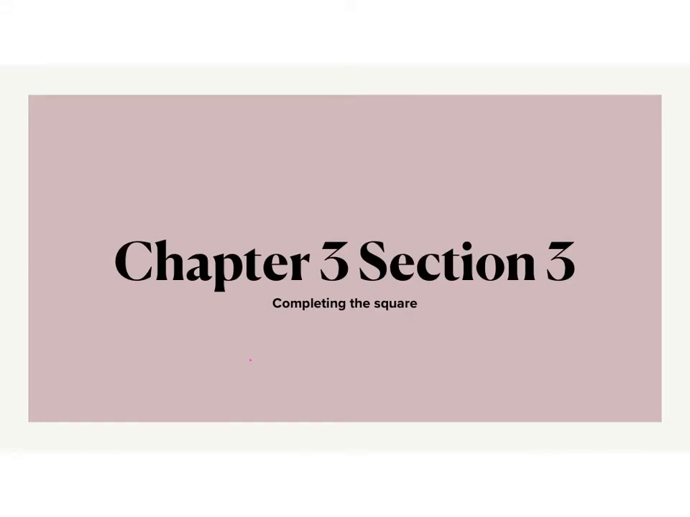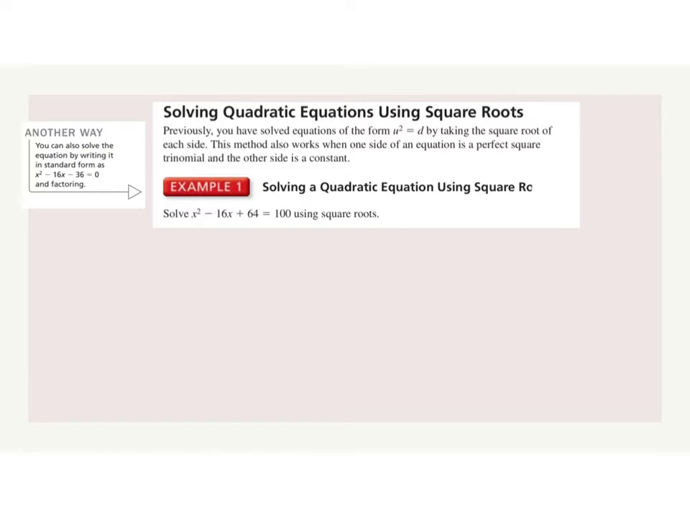Okay, in Chapter 3, Section 3, we're going to be completing the square. So again, we're just continuing to solve quadratics just like we did in 3.2, 3.1, and factoring. It's all the same thing. The first type of quadratic we're going to look at is a method when one side of our equation is a perfect square trinomial and the other side is a constant.